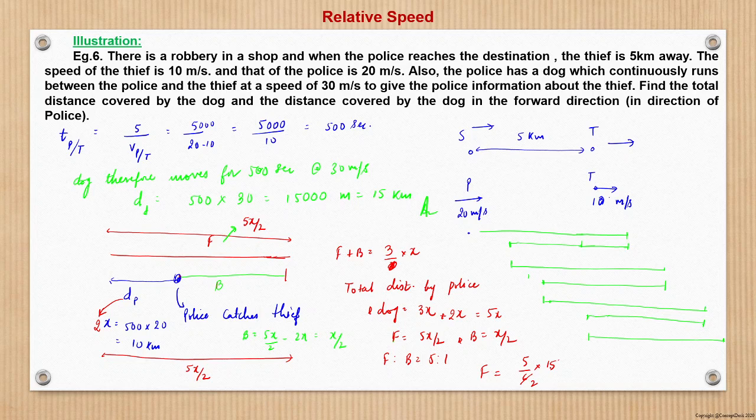So this becomes 12.5 kilometer. This is the answer, right? Out of the total movement by the dog of 15 kilometer, it moved 5 by 6 part of that movement in the forward direction, that is 12.5 kilometer. So that is the answer to this question. Same as what we did in the previous one. The method and the concept we use are the same, but the pictorial representation is a little different. Here, because both are moving in the forward direction, it will be extending towards the right hand side.